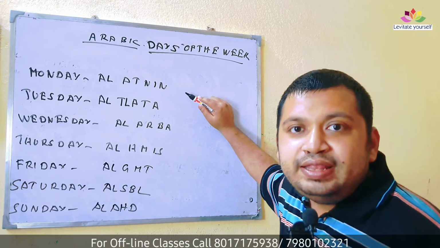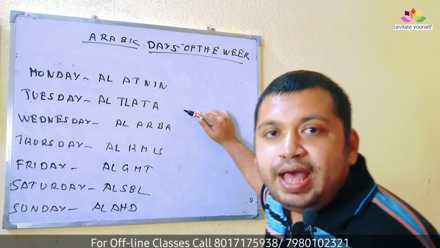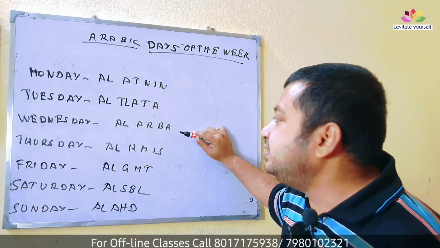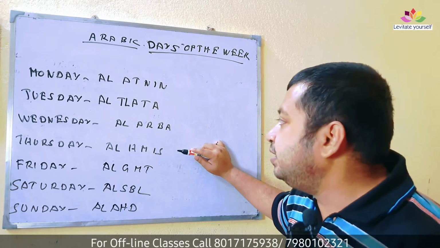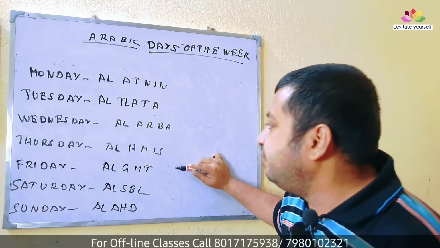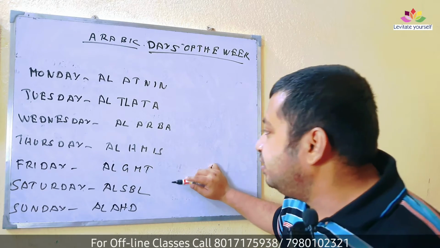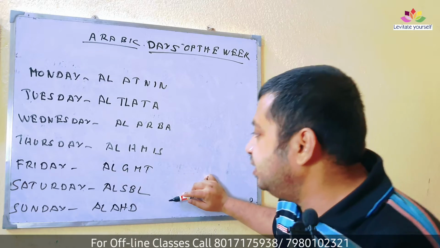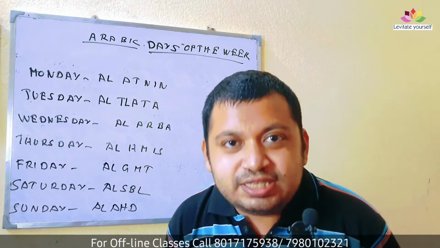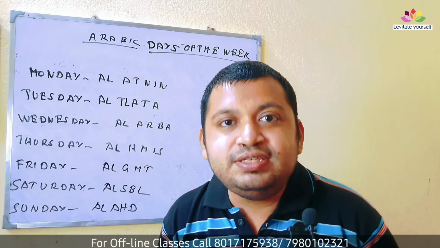Monday al-Athneen. Tuesday al-Thalatha. Wednesday al-Arba. Thursday al-Hamis. Friday al-Jamat. Saturday al-Sabal. Sunday al-Ahad. Next we are learning Arabic months of the year.